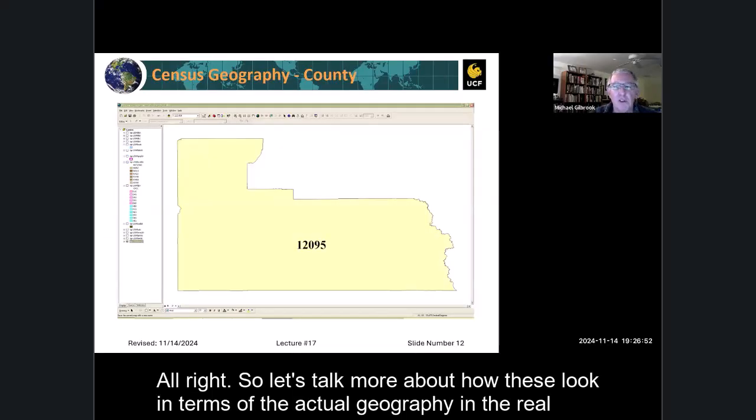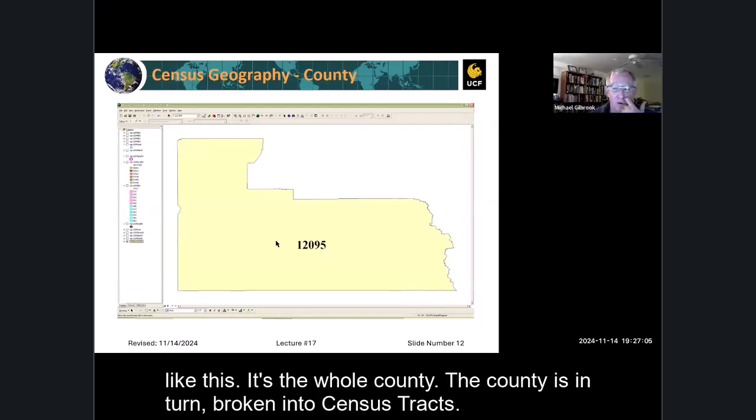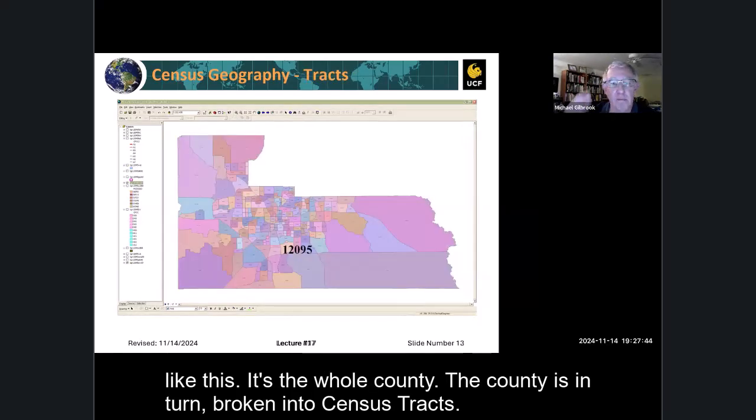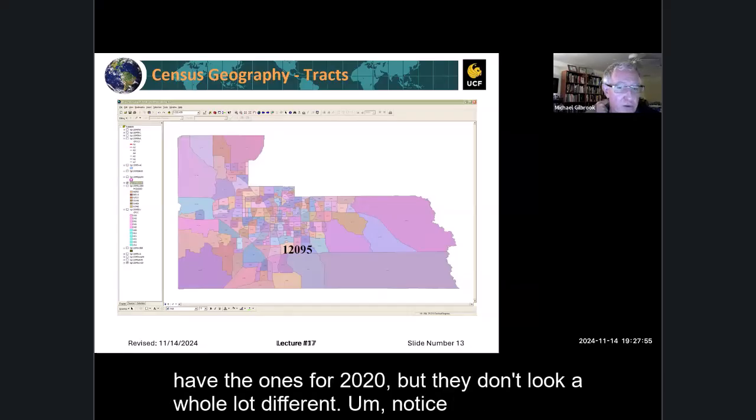All right, so let's talk more about how these look in terms of the actual geography in the real world. So county number 095 is Orange County. So it looks like this. It's the whole county. The county is in turn broken into census tracts. So here's all the census tracts in Orange County as of 2000. I don't have the ones for 2020, but they don't look a whole lot different.